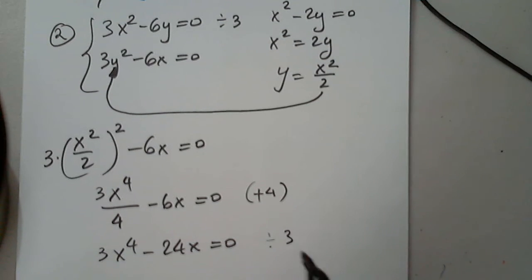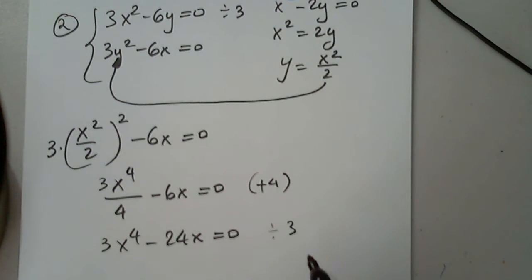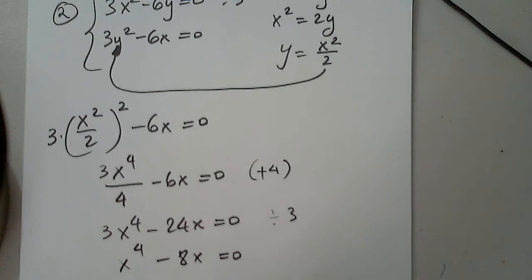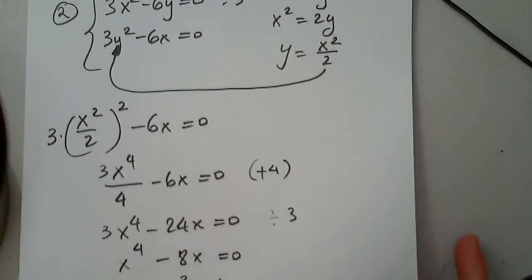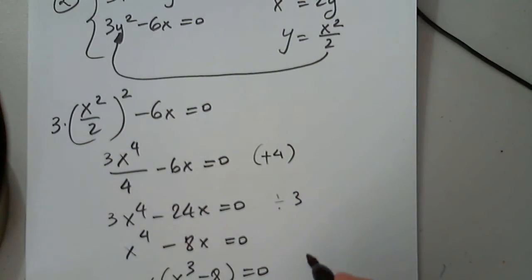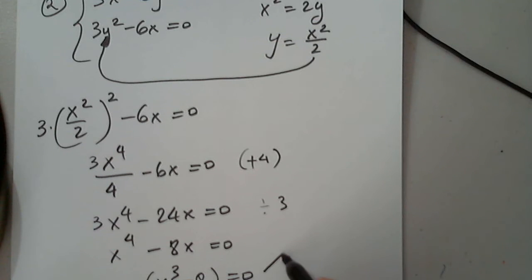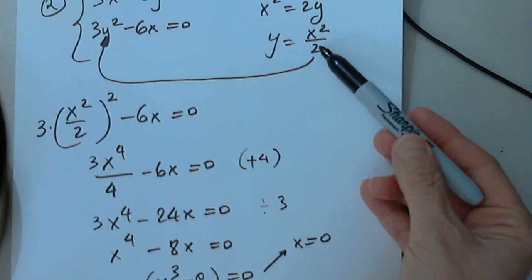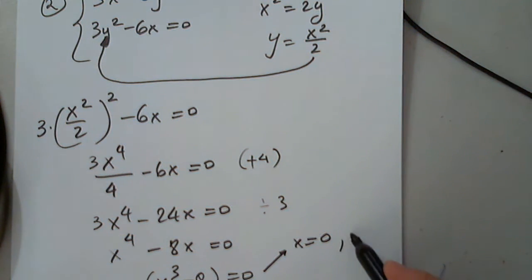Okay, I will divide now by 3. That is great help. So x to the 4th minus 8x equals 0. Thank you very much. So then x times (x cubed minus 8) equals 0. At this point we have to factor. So one solution will be x equals 0. If x is 0, also y is 0. And from here, we only get one real solution, that x equals how much?